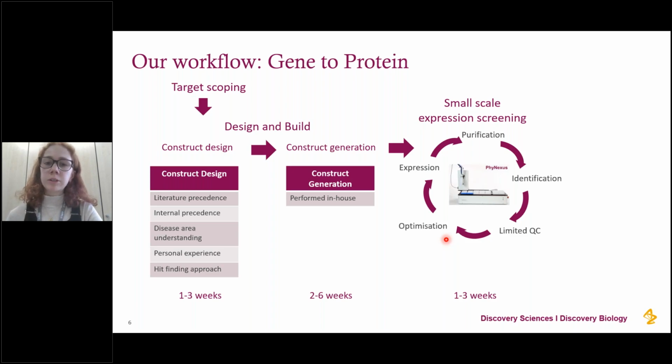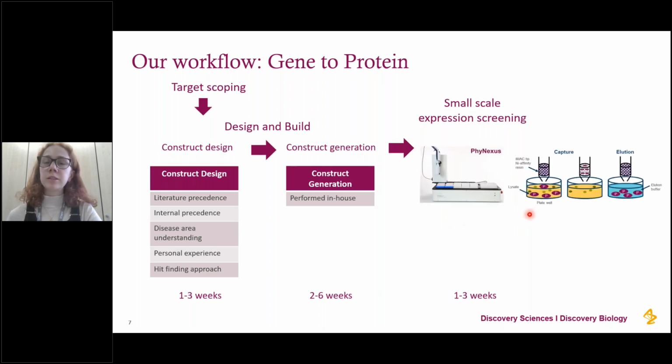Our expression screening involves expressing the protein on a small scale and then lysing open the cells. We then use a Phynexus, and we have these tips with affinity resin contained within them so that we can capture the protein, wash the tips, and then elute the protein. And then we use SDS-PAGE gel to quantify the estimated yields.